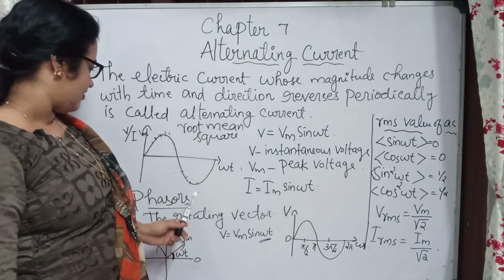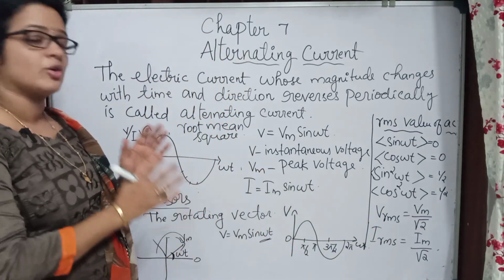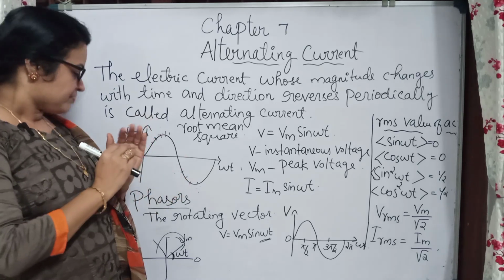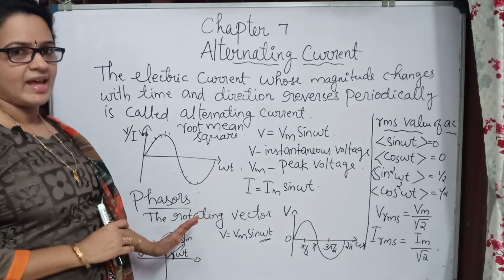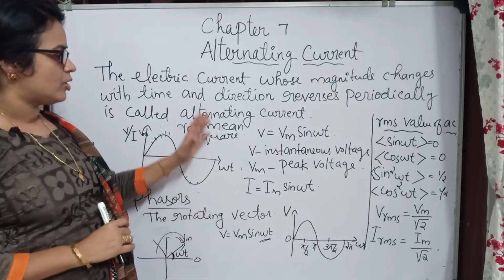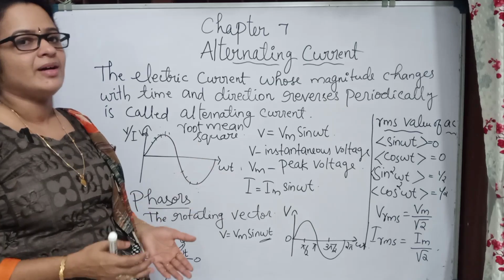And the last thing what we have told is phasors. Phasors are the rotating vectors, so that will be represented as rotating vectors by an angle omega t. Okay, so all these are the basic things. Now we can move to the portion.